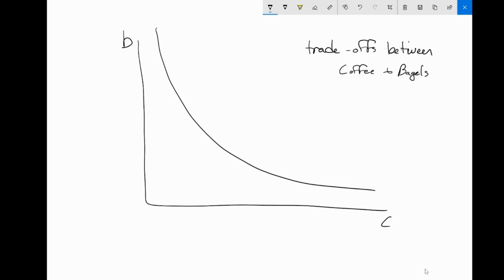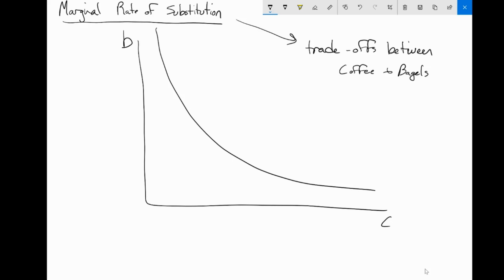All right, so let's explore that. And by doing that, we are going to explore a concept called the marginal rate of substitution. We're going to explore the marginal rate of substitution, okay? And this is going to be all about the trade-offs between goods. All right, so let's explain this. The marginal rate of substitution is the number of goods that an agent is willing to trade to get more of the other good. Okay, so we could put it this way.